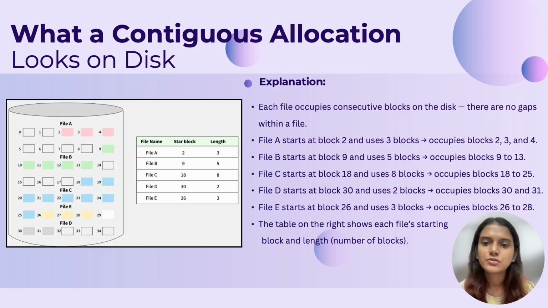So now we move on to what contiguous allocation looks like on disk. File A uses blocks 2, 3 and 4, and file B occupies blocks 9 to 13, and so on. Everything belonging to a file is placed together. This makes access extremely fast, but only when enough continuous free space exists, which becomes less likely as the disk fills up or files start changing in size.